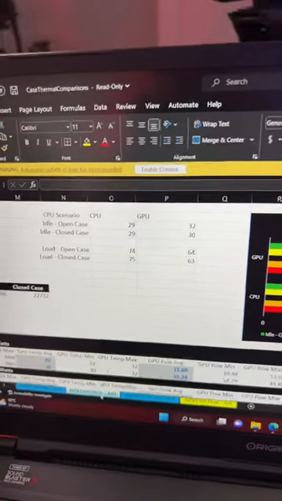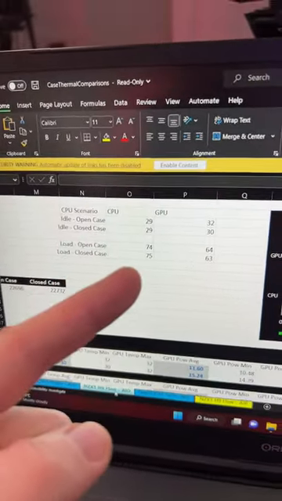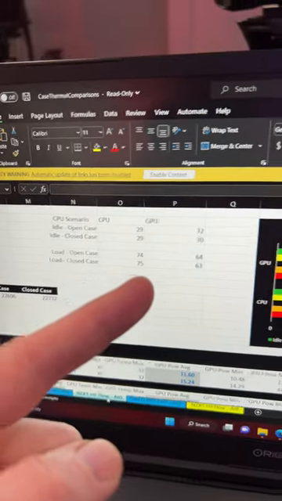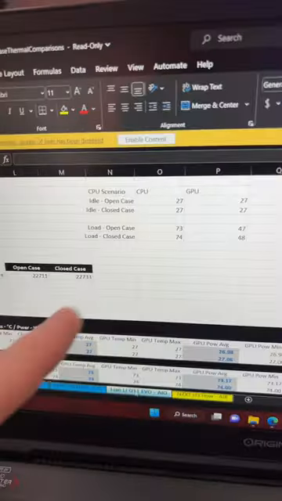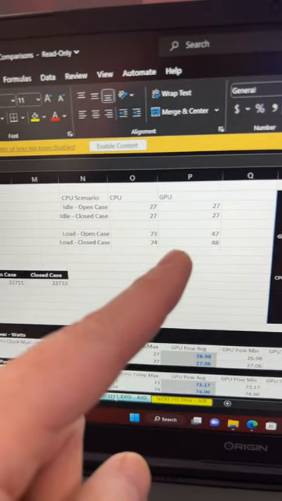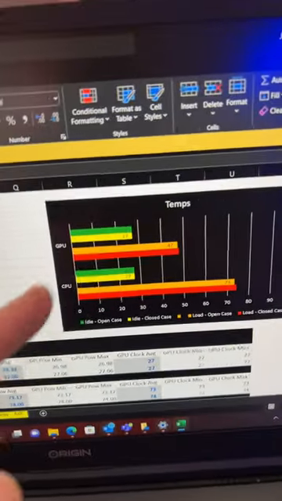But the bigger question is, which is better for performance? The NZXT H9 Flow with a 12700K cooled by a 240mm Deepcool, 75 under load and 63 for GPU. On the Evo, same configuration, 74 under load, CPU 48, GPU, better temps on the O11.